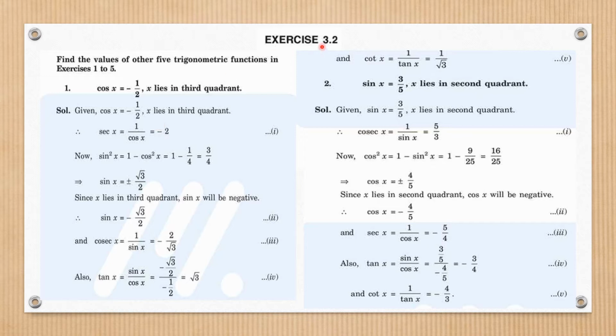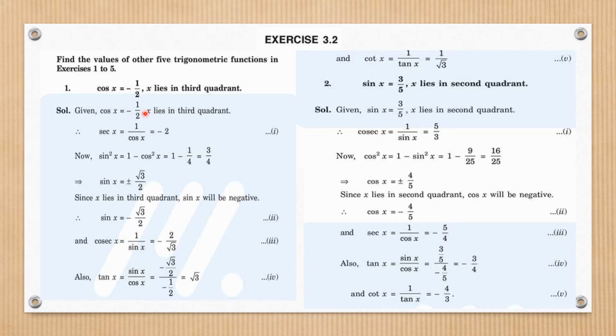So exercise 3.2 and question number 1, which is finding the values of other 5 trigonometric functions in exercises 1 to 5. Okay. So cos x is given here as minus half and x is lying in third quadrant. So we know that the value of cos is negative in third quadrant. That's why cos x is given as minus half. And you have to find the other 5 trigonometric functions.